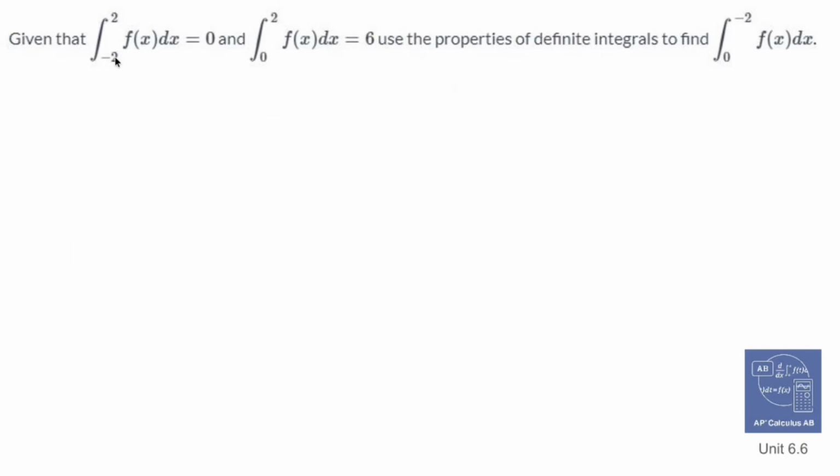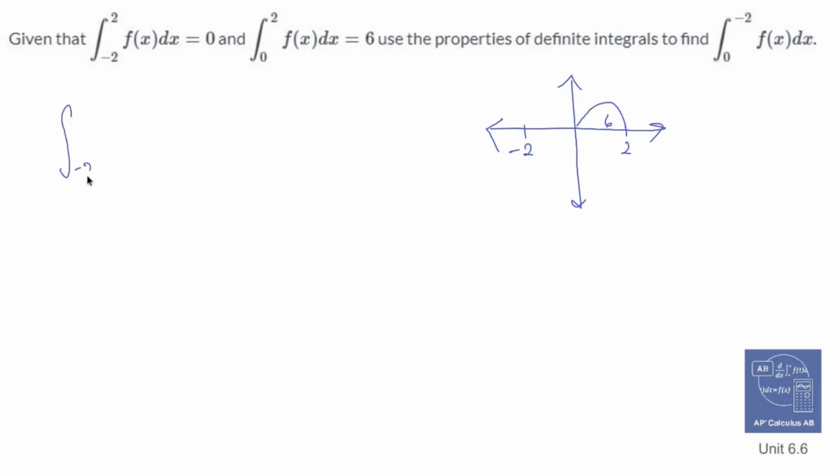Given that the integral from negative 2 to 2 of f of x dx is 0, and the integral from 0 to 2 of f of x dx is 6, use the properties of definite integrals to find the integral from negative 2 to 0 of f of x. Well, this is going to be fairly nice, okay? But let's try to draw ourselves a picture. What do we know? From 0 to 2, I have some area that is 6. Everything starts out here at negative 2. All of this is going to add up to 0. That's almost too much common sense, but let's go a little bit further.